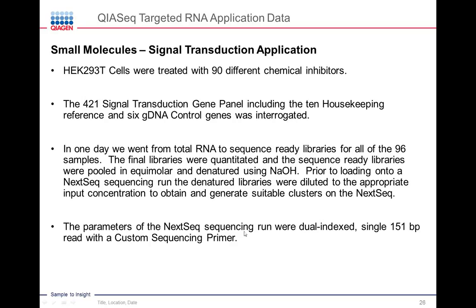We used the NextSeq for sequencing. The parameters for NextSeq are shown over here. We followed the standard procedure for denaturing the libraries and loading them onto the NextSeq. We used dual indexes, again, to multiplex 96 different samples all in the same run. And we used a single 151 base pair read with a custom sequencing primer.